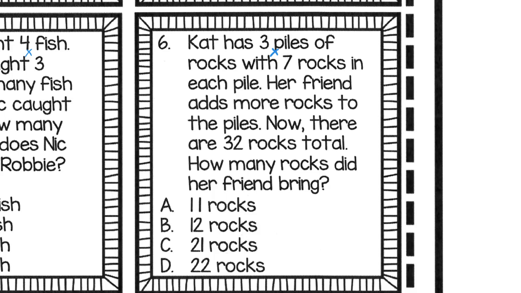It says now there are 32 rocks in total after her friend adds to them. So if we're going to figure out how many the friend brought, that sounds like subtraction. So when you have your answer here, you can subtract that from your total here, and that'll give you your answer. Okay, pause this video, write down your equations, circle your answer, and press play when you're ready for number 7.